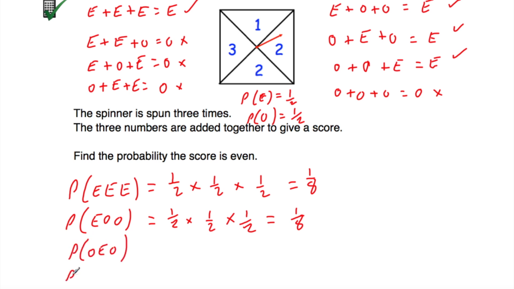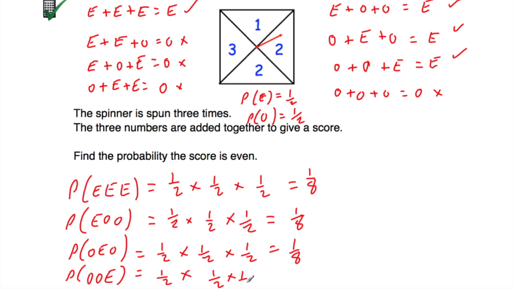an odd, and the probability of an odd, and an even. So that would be 1/2 times 1/2 times 1/2 as well, because the probability of an odd and an even, they're all half, so it's going to be equal to 1/8, and the probability of an odd and an even would be 1/2 times 1/2 times 1/2, which would also be equal to 1/8. So that means the probability of all these 4 outcomes is an eighth.